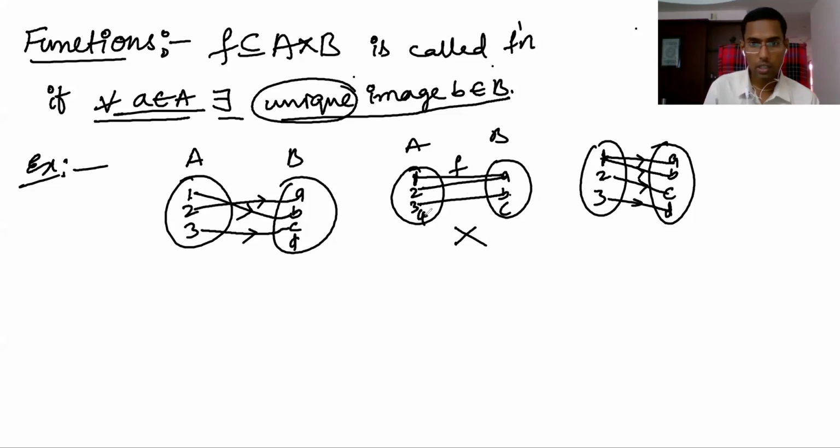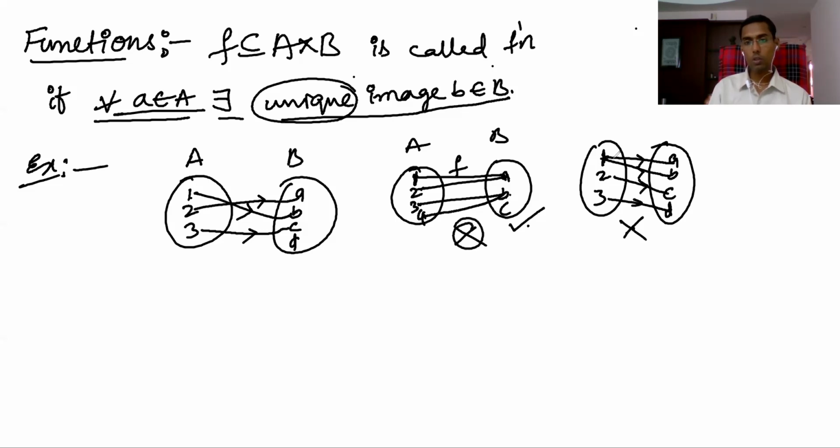If I write like this, then it becomes a function. For 1 there is only one image, for 2 there is only one image, A. What is the image of 1? A. What is the image of 2? A. What is the image of 3? Only B. What is the image of 4? Only B. So like that, this became a function. The earlier one is not a function, and this became a function now.